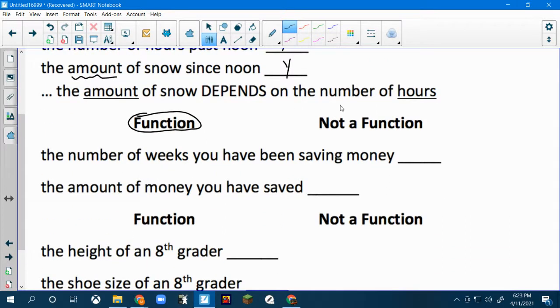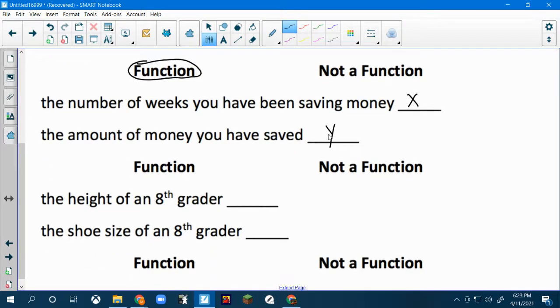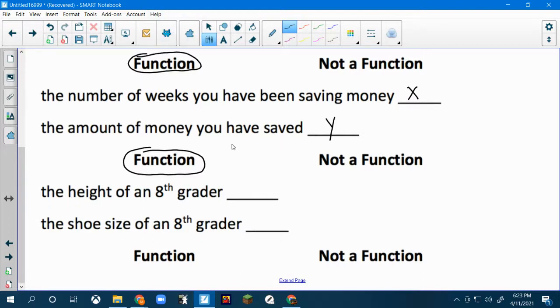Number of weeks you have been saving money. Again, that's independent. The amount of money that has been saved is our dependent variable. Is that a function? Of course it's a function. If I save for 3 weeks, that's going to say how much money I have earned. It's not going to have two different numbers because I'm only going to save one amount.